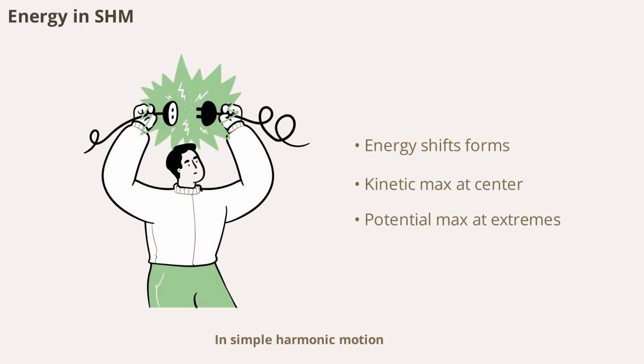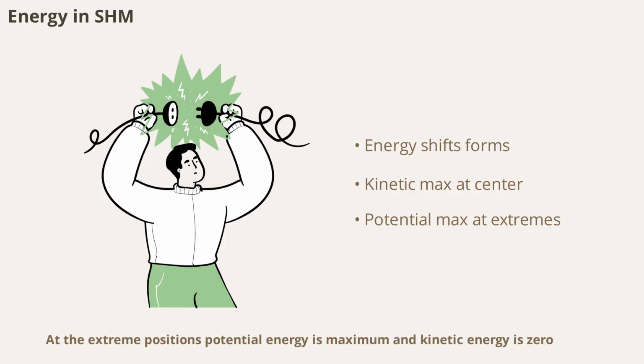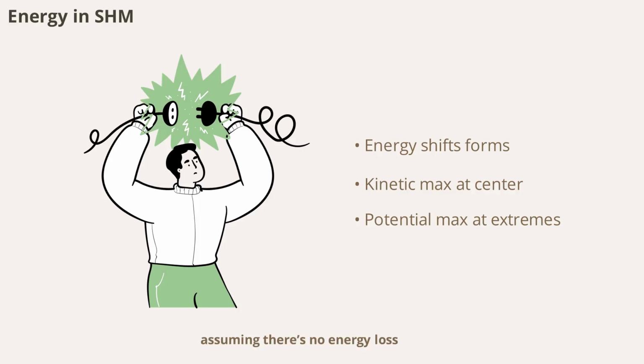In simple harmonic motion, energy constantly shifts between kinetic and potential forms. When the object passes through the equilibrium position, its kinetic energy is at maximum and potential energy is 0. At the extreme positions, potential energy is maximum and kinetic energy is 0. Despite these changes, the total energy remains constant, assuming there's no energy loss. This interplay of energies is key to understanding how oscillatory systems function and maintain their motion.